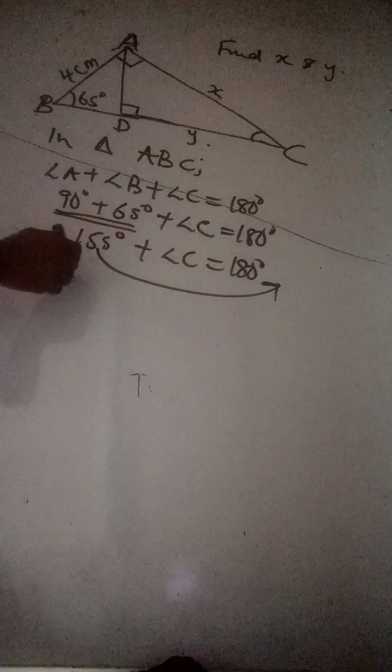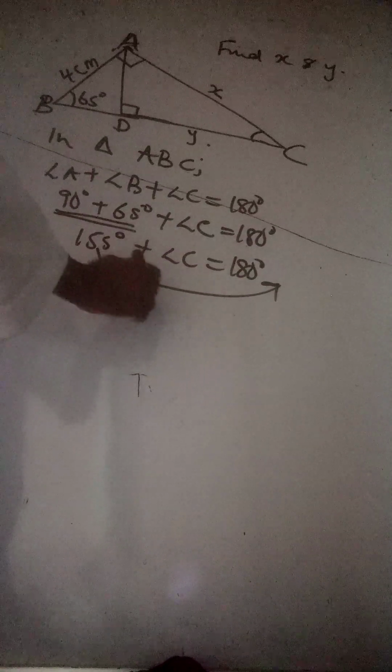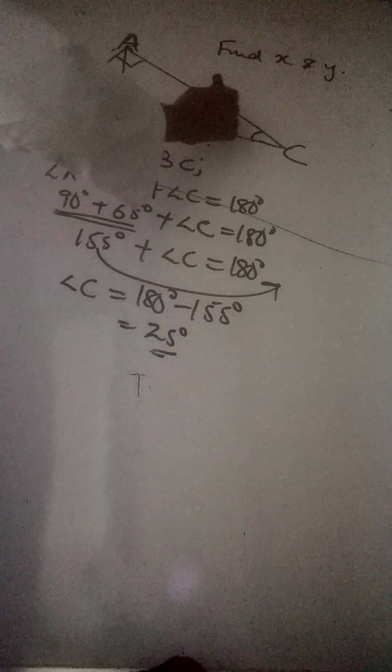So transferring this one to this side, you will be getting your angle C to be what? 180 minus 155 degrees. And that will give us what? 25 degrees. That means this is 25 degrees.